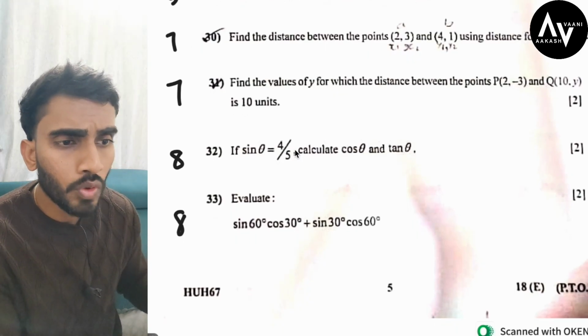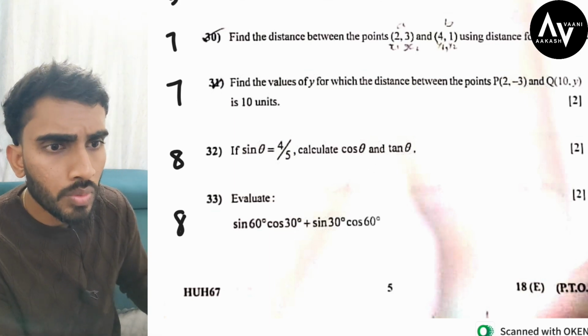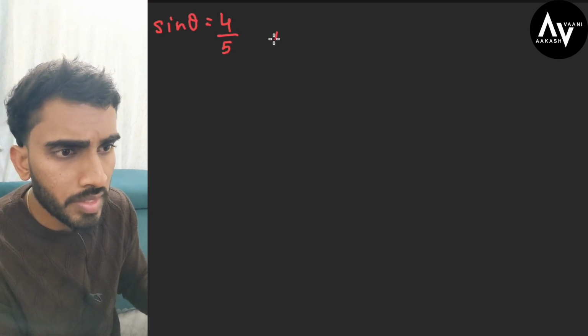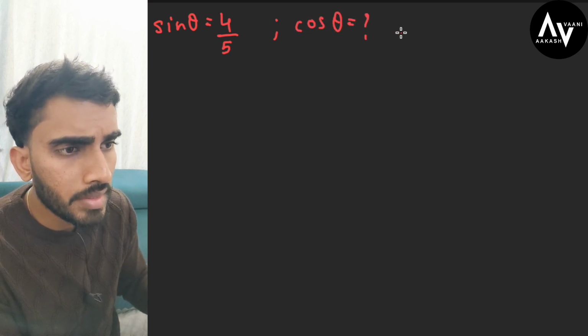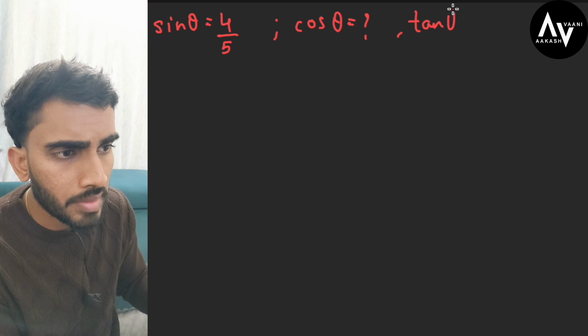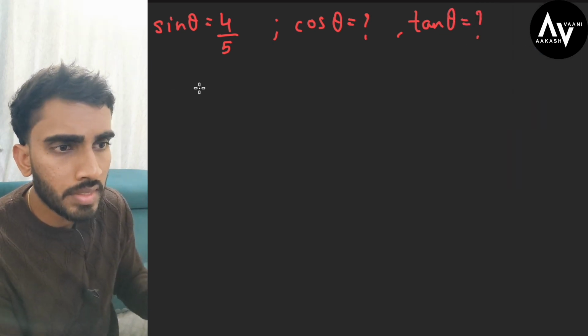If sin theta is 4 upon 5, calculate cos theta and tan theta. So we are given here sine theta is equals to 4 upon 5, and we need to find out cos theta and tan theta. So let us start with the first, cos theta.